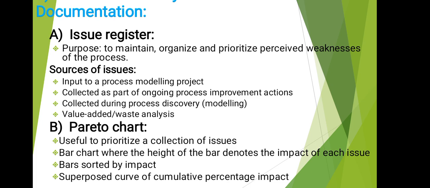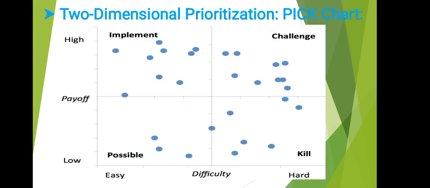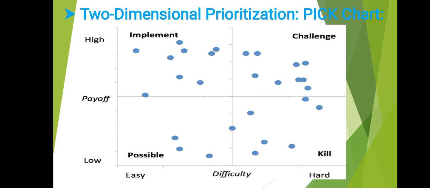This is useful to prioritize a collection of issues. Bar chart, where the height of the bar denotes the impact of each issue. Bars sorted by impact. Superposed curve of cumulative percentage impact. Now this is a two-dimensional prioritization PICK chart. PICK stands for possible, implement, challenge, and kill.